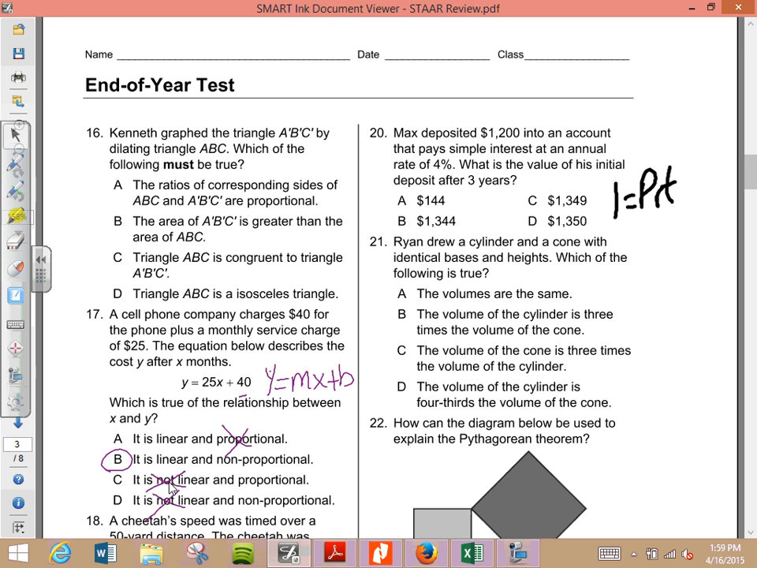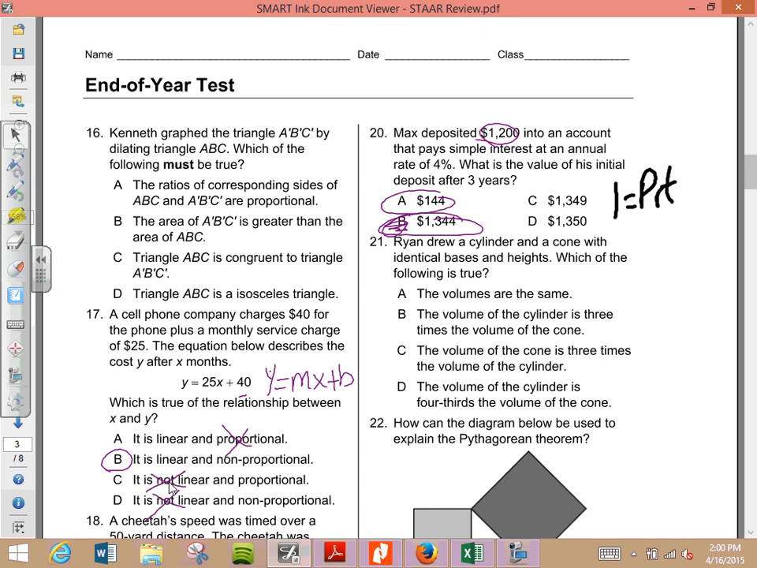What are we supposed to be doing here? Simple. So what you calculated, Micah, was just the interest. You only gave me the interest, which is 144. That's right. 144 is the interest, but it's asking for the value of the deposit after 3 years. So you add the initial amount of 1200 to that, and it gives you 1344. So the answer is B.